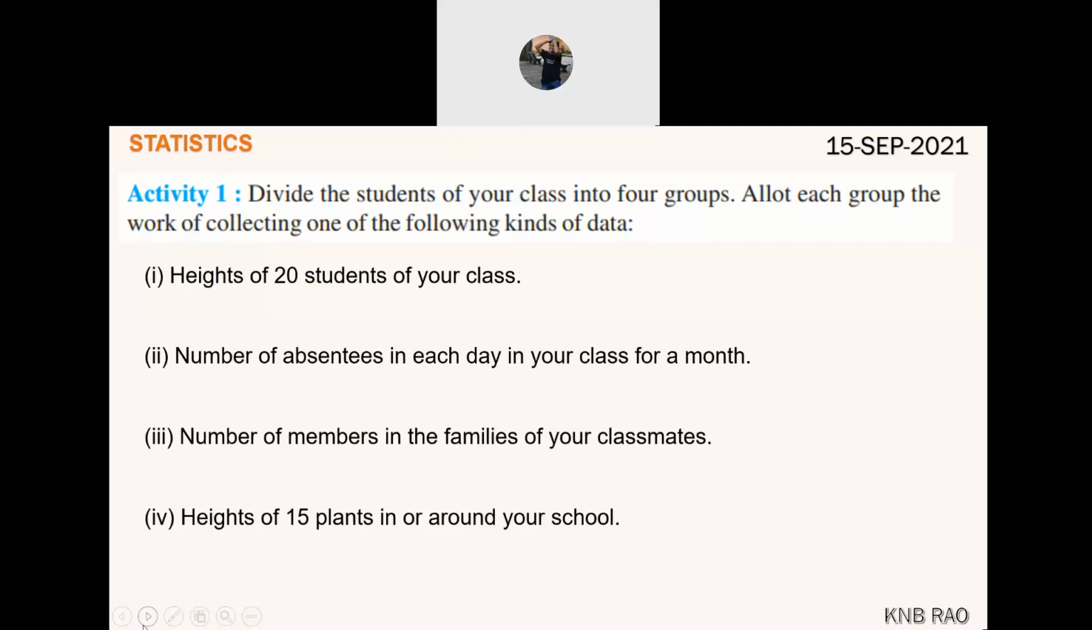Who is the first boy of section C? Lakshman. Is he there in the meeting? Are you there, Lakshman, in the meeting? No. Who is the second boy of the section C? Sushant. Are you there, Sushant? Yes, sir, he is there. Sushant, are you able to hear me? No. Okay, who is the third boy of section C?